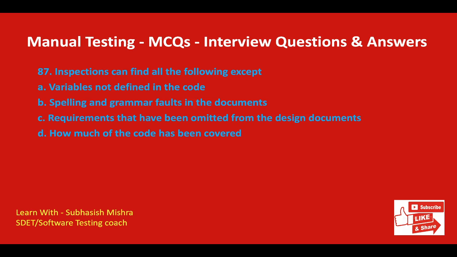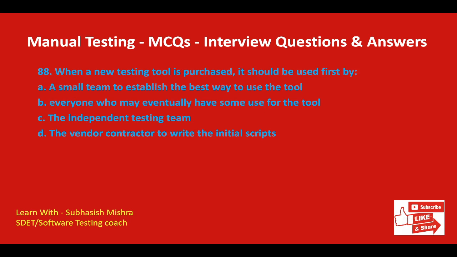Inspections can find all the following except: variables not defined in the code, spelling and grammar faults in the documents, requirements that have been omitted from the design documents, how much of the code has been covered. So the answer here is how much of the code has been covered. Okay, let's move to the next.